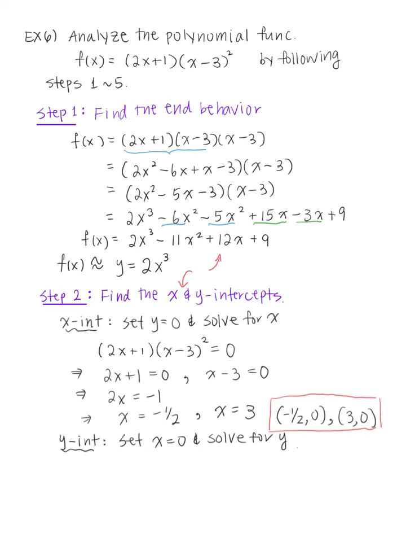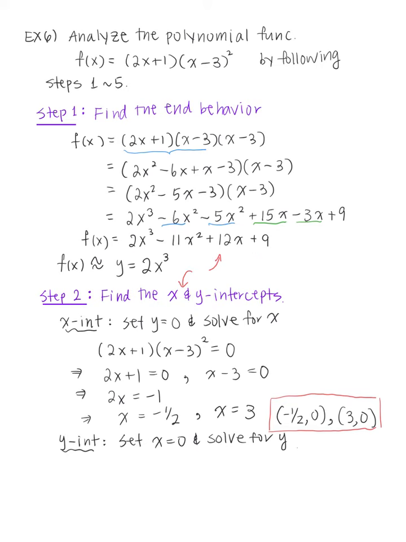You can pick and choose whichever function you want, meaning the original one or the expanded form. But if I'm going to set x equal to 0 and solve for y, isn't it much easier to take this function right here? Because this is already of the form y equals 2x cubed minus 11x squared plus 12x plus 9. So when x is 0, your leftover is just 9. That's going to be our y-intercept.